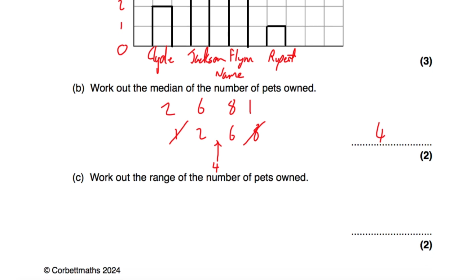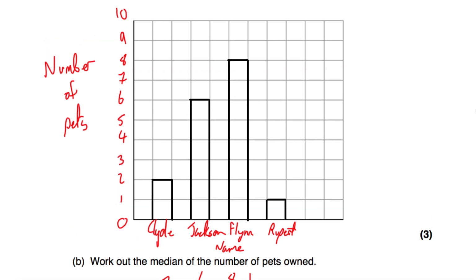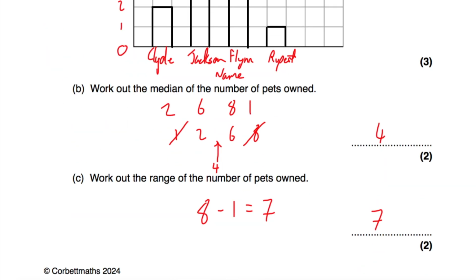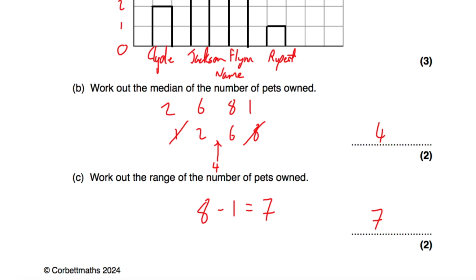Okay, C. C says work out the range of the number of pets owned. Well, the greatest number of pets owned is 8. And the lowest number of pets owned is 1. So we're going to do 8 subtract 1, the difference between the largest and the smallest, and that's equal to 7. So the range of the number of pets owned is 7. And that's it. So we've drawn our bar chart, we've found the median, the middle number, and we've found the range. Okay, let's look at our next question.